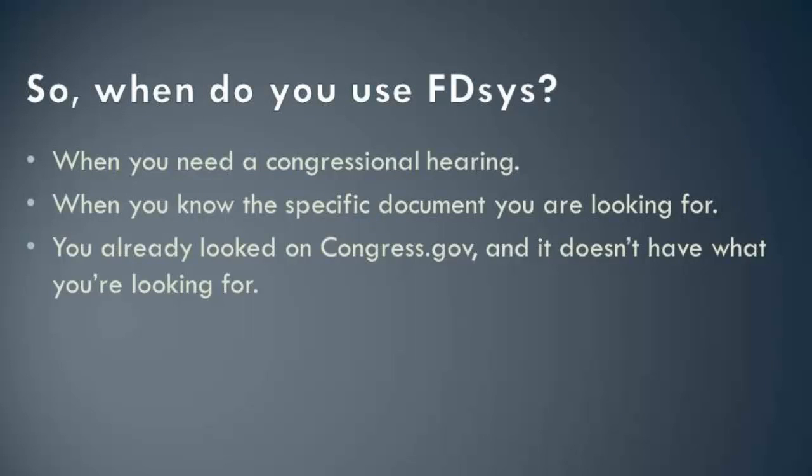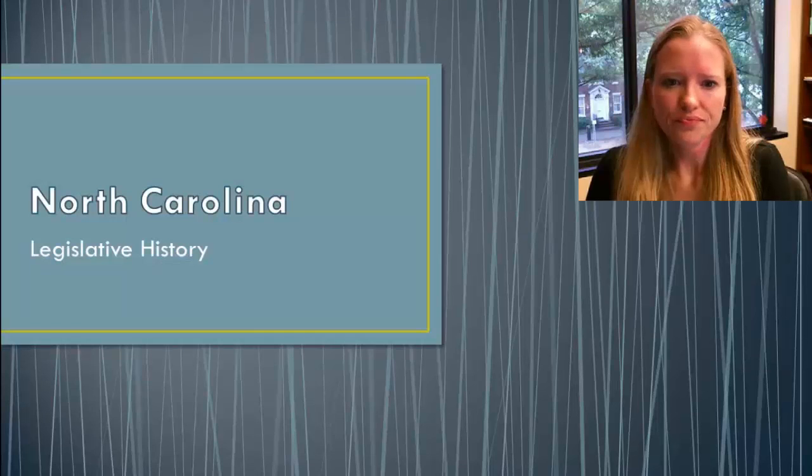You use FedSys primarily when you need a congressional hearing as part of your legislative history. Or you can use it when you know the specific document you're looking for. So if you're looking for a particular committee print, then you can use FedSys for that. And lastly, you can use it if you've already looked in Congress.gov and couldn't find anything. Because there are differences in the collection between what FedSys has and Congress.gov has, you may find materials in FedSys that were not available in Congress.gov. It doesn't cost you anything but a few minutes to check.